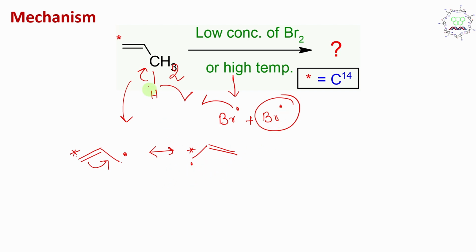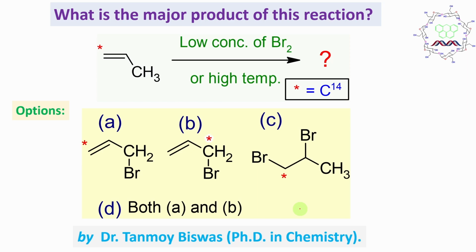Obviously on this side and this side bromine, in both cases I shall get allyl bromide. In both cases I shall get this product, but in one case the label will remain here, and in another case the label will remain here. So what will be the answer? By the way, when we understand the concept, we say, wow, sir, this is the product. You are not wrong, but you are only partially correct.